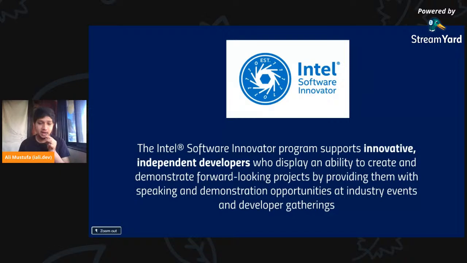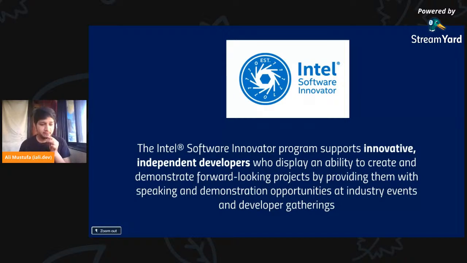So I used Intel hardware and developed a mechanism which can actually detect a stampede before it happens. It can send live updates to the authorities that there is a possibility, because of the movement of people on the station, that a stampede can happen.